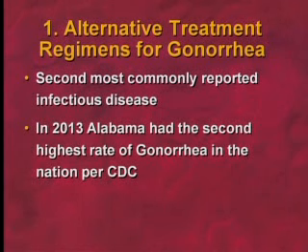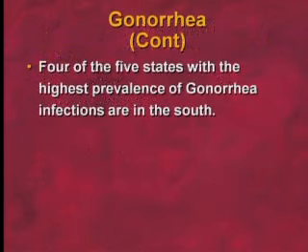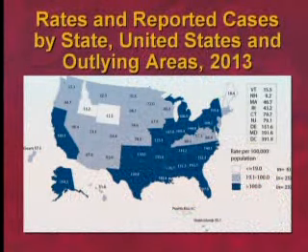Before we go into treatment, I want you to know that gonorrhea is the second most commonly reported infectious disease, with chlamydia being the number one. In 2013, Alabama had the second highest rate of gonorrhea in the nation, according to CDC. And four of the five states with the highest prevalence are in the South. And this map here shows you reported cases by state. And as you can see, the dark blue South states have the highest rate, including some of the Northeast states as well.